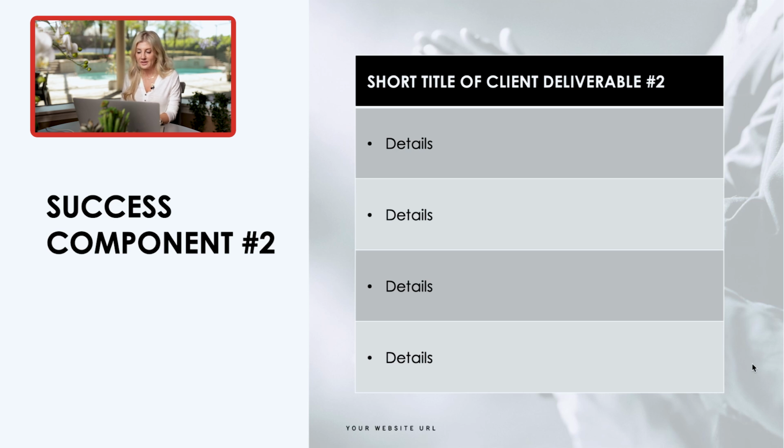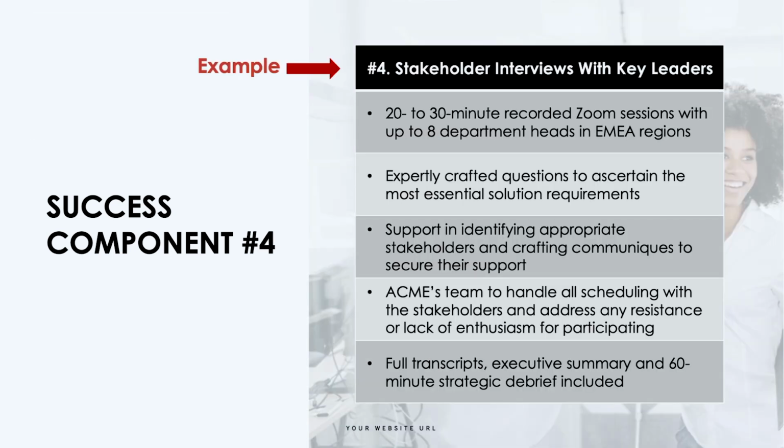Now, we recommend that a proposal not have more than 3 to 5 success components. If that's the case, now you're starting to get into multiple phases of a project and you want to start to break out those phases. But in this case, we're going to assume that there's a handful of success components. And here's an example of one, success component number 4. In this case, there's stakeholder interviews with key leaders. And here's what those bullet points might look like underneath.